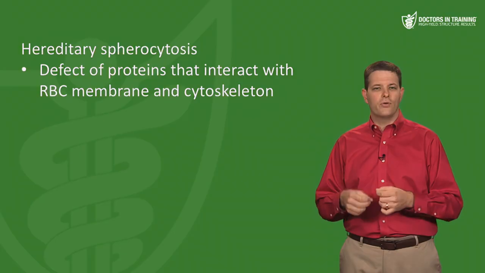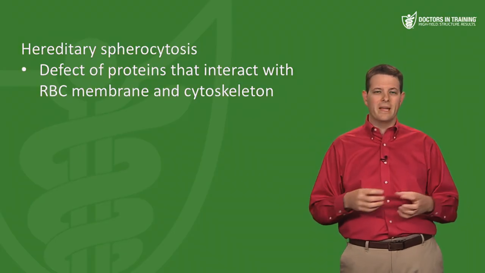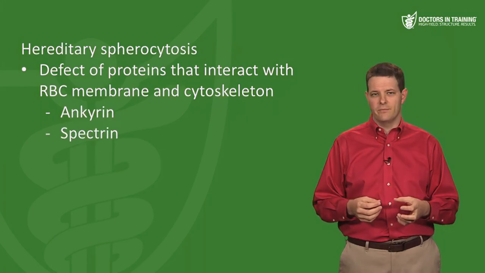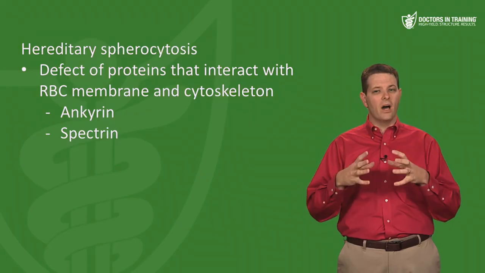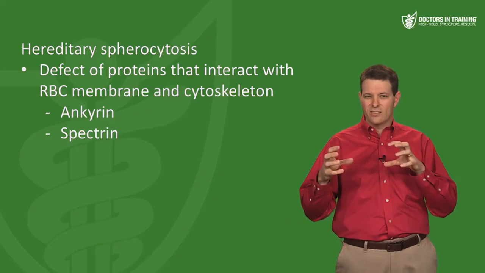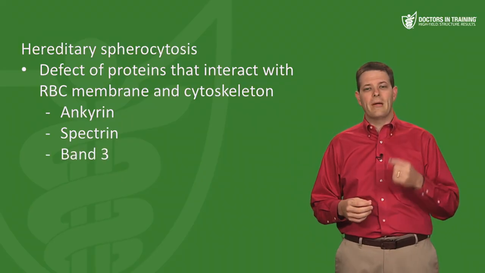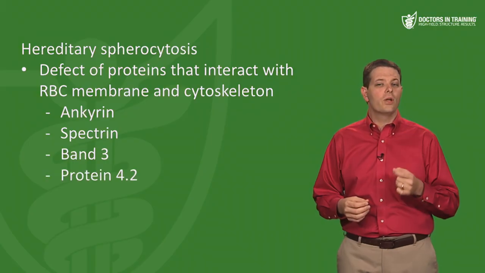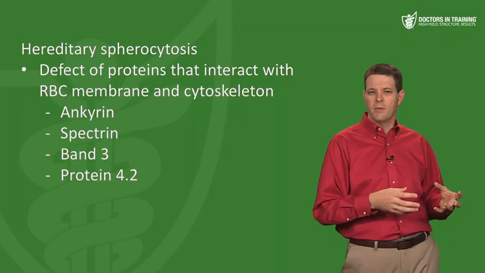This is a defect of the proteins that interact with the red blood cell membrane and the cytoskeleton, mainly ankyrin and spectrin. We said earlier that spectrin is the protein that helps give red cells their biconcave shape, and it allows the red cells to be able to change shape slightly and squeeze through the narrow capillary beds. There are also proteins called band 3 and protein 4.2 that interact with ankyrin to link the cytoskeleton to the plasma membrane.